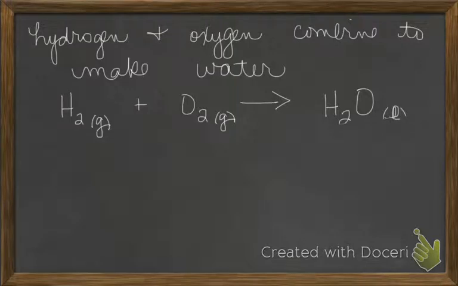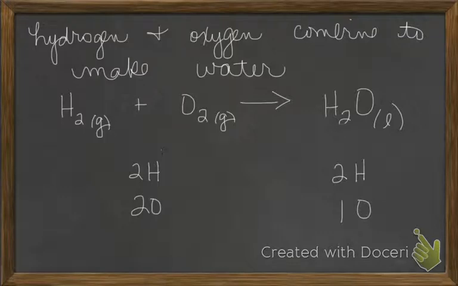If we look at what we have, hydrogen and oxygen combine to make water, you'll see that on the left side, the reactants total 2 hydrogens and 2 oxygens. On the right side, we have 2 hydrogens and 1 oxygen. We have to end up with that many atoms. So we can't start with 2 hydrogens and 2 oxygens and end up with 2 hydrogens and 1 oxygen. What we have is an unbalanced equation.